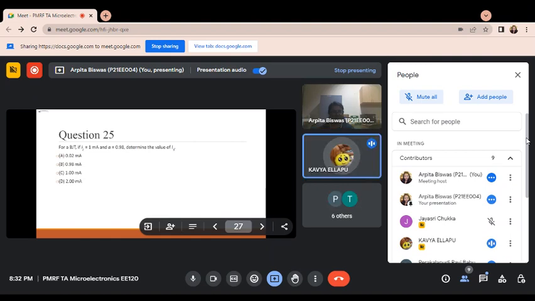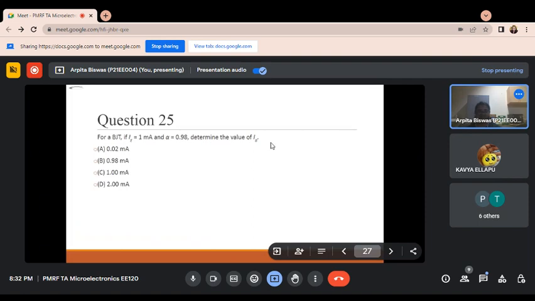0.02 milliamps, ma'am. Can you explain a little bit how we calculate this? Alpha is equal to IC by IE. Step by step, can you explain? At first, what have you done? Actually, your voice is also not clear. Yes, ma'am. Alpha is equal to IC by IE.